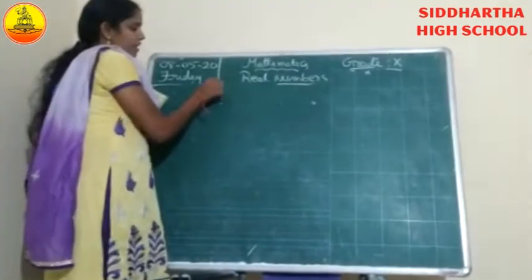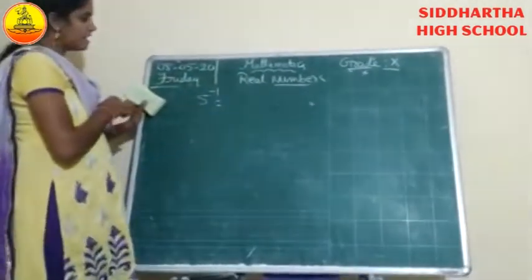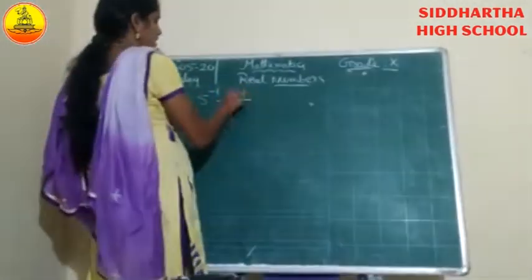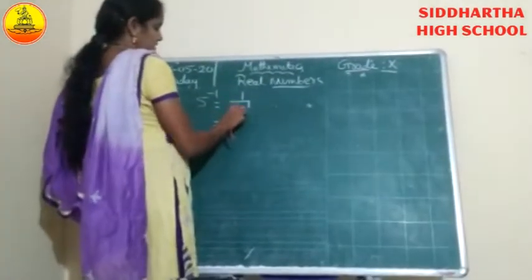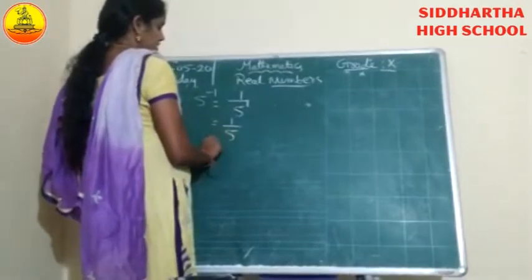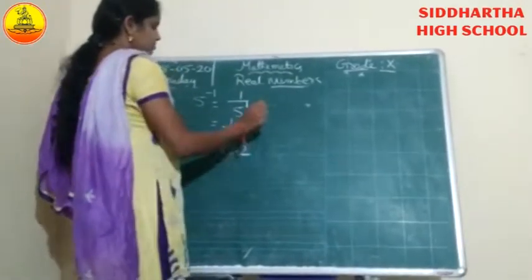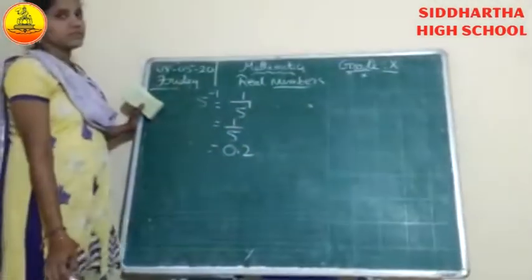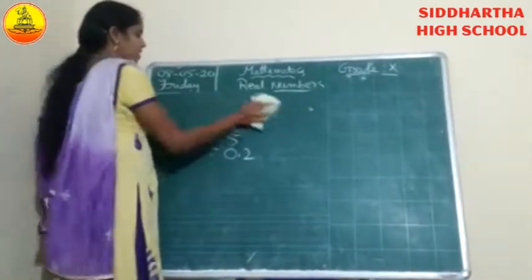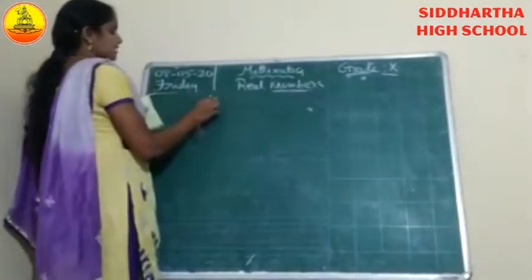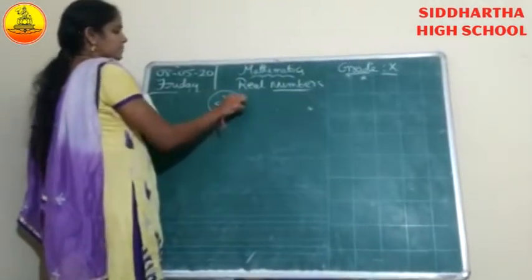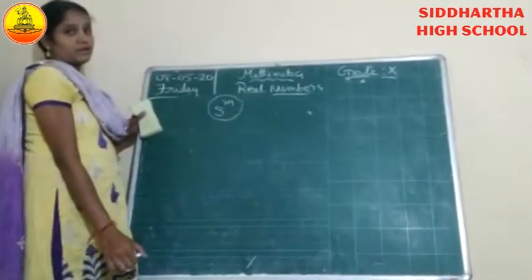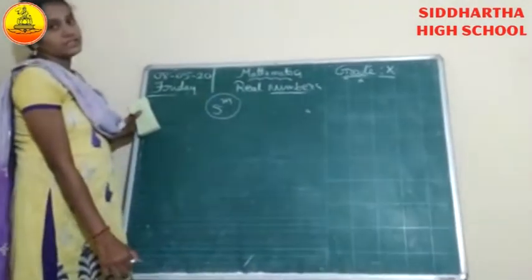We can write 5 power minus 1 as 1 by 5 power 1, that means 1 by 5. What is the value of 1 by 5? 0.2. It does not end with 5. So what can we conclude from this? The digit in ones place of 5 power m is always 5, where m is a positive integer.